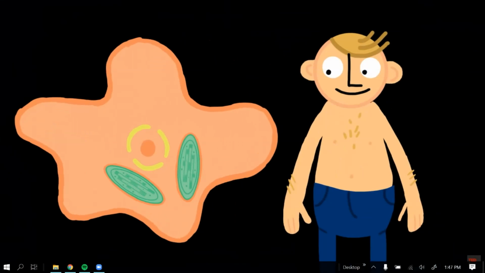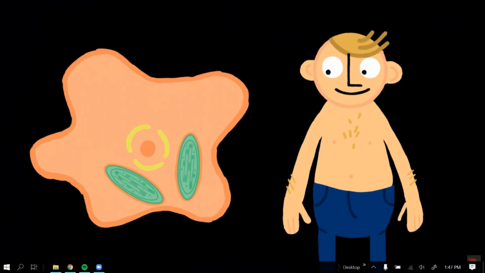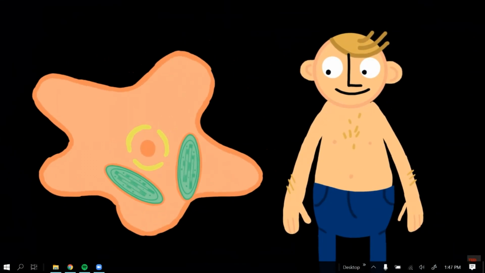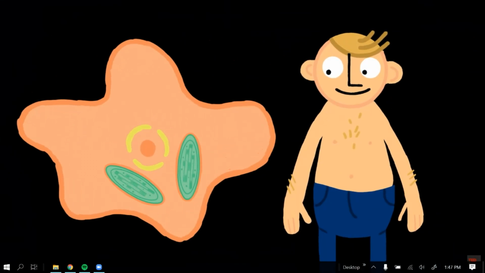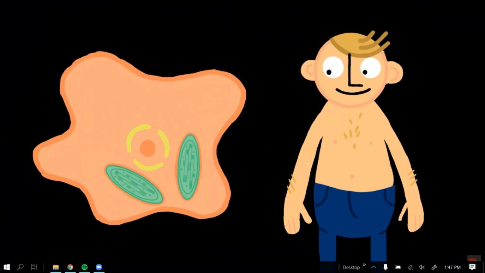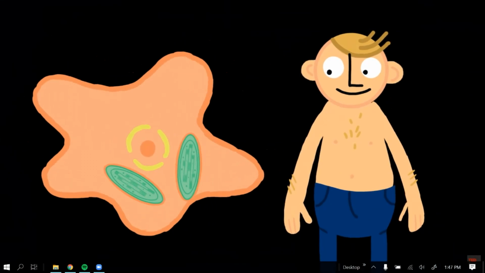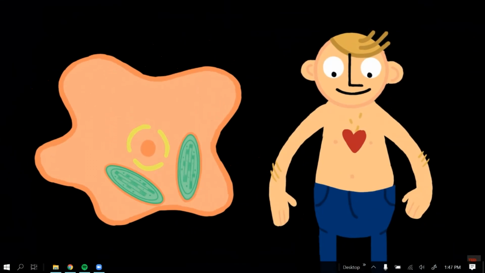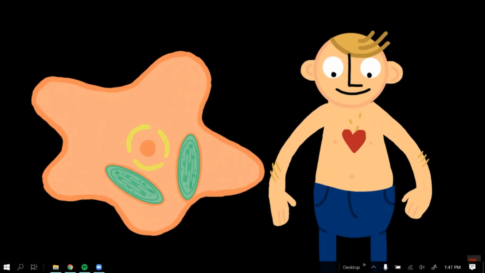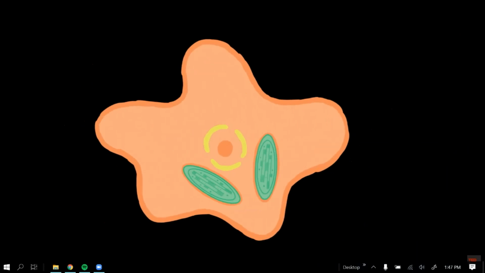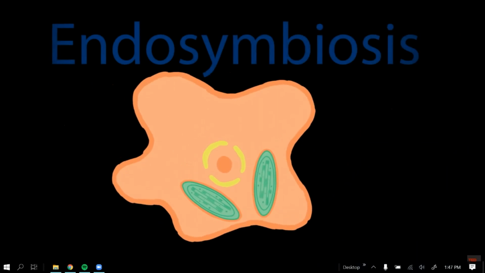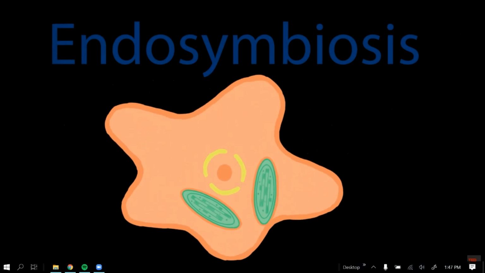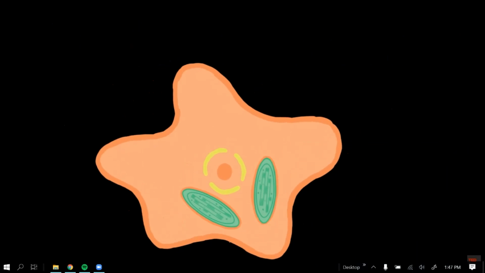If you stumbled upon this living arrangement, you might just think that the whole thing was one organism, that the green photosynthetic bacteria were just a part of the blob that performed one of its life functions, just like your heart is a part of you that performs the function of pumping your blood. This process of cells living together is called endosymbiosis, one organism living inside another.